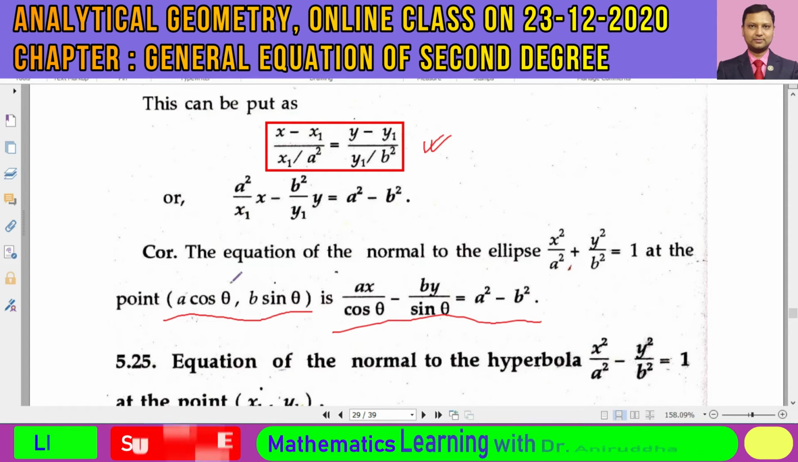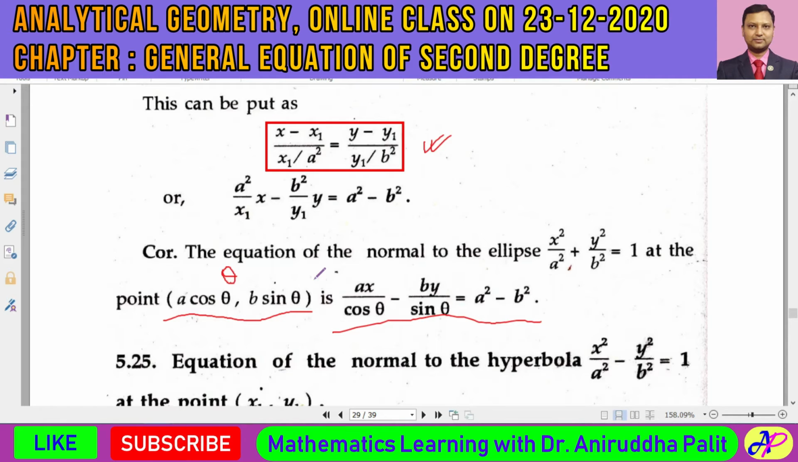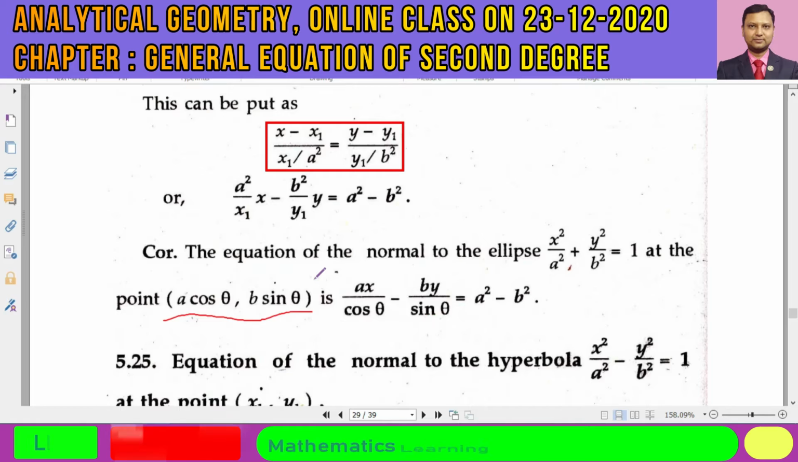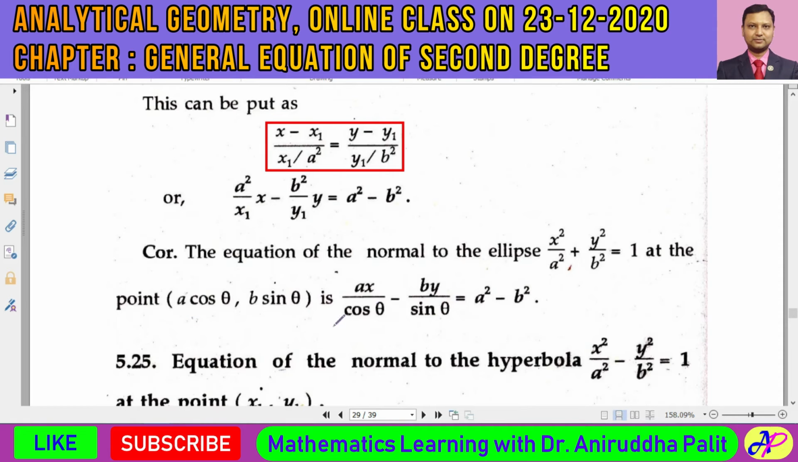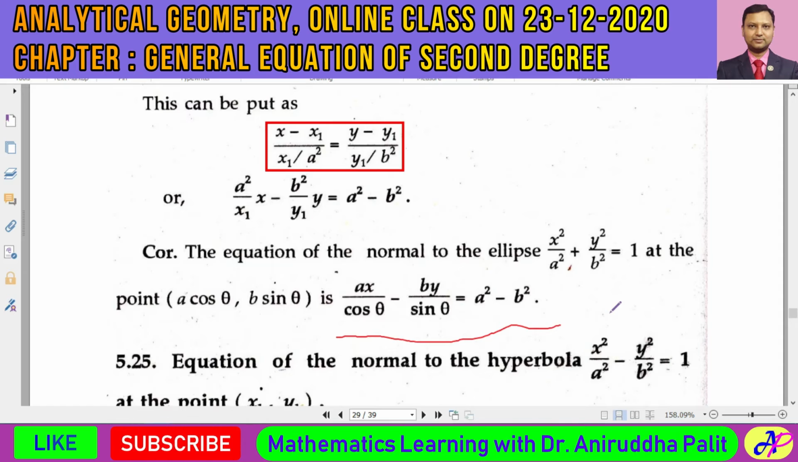Generally, this point is simply denoted by theta. We call it theta point. Theta point means the coordinates should be represented in the parametric fashion, that means a cos theta, b sine theta. Got it? So in case of an ellipse, this would be the equation of the normal at the point theta.